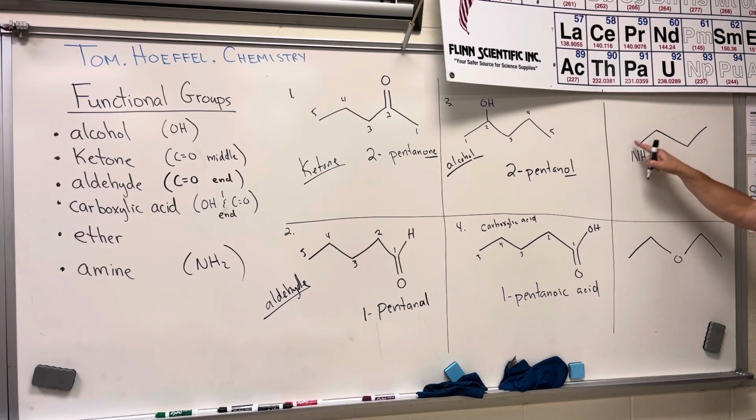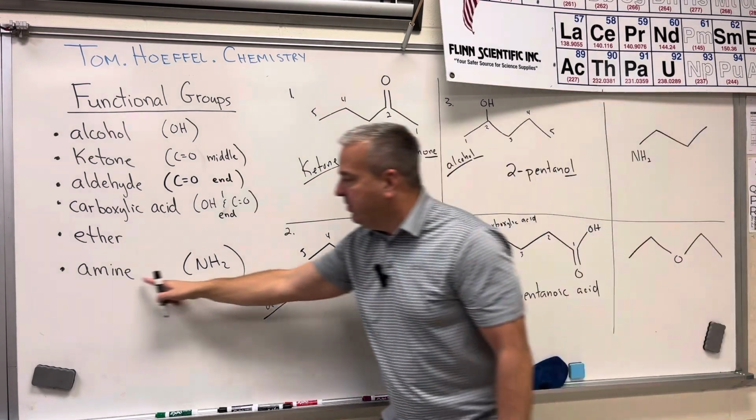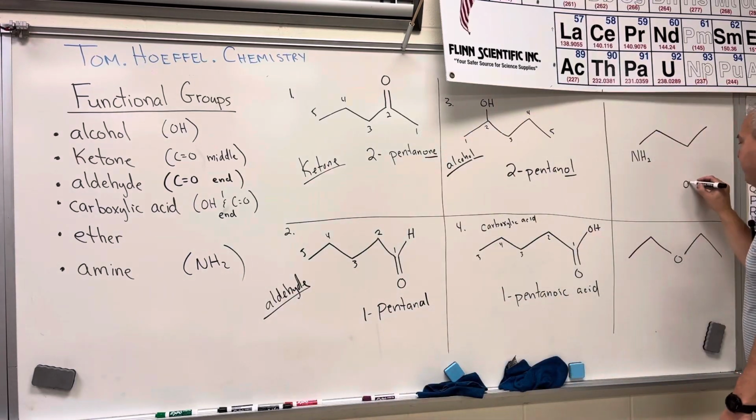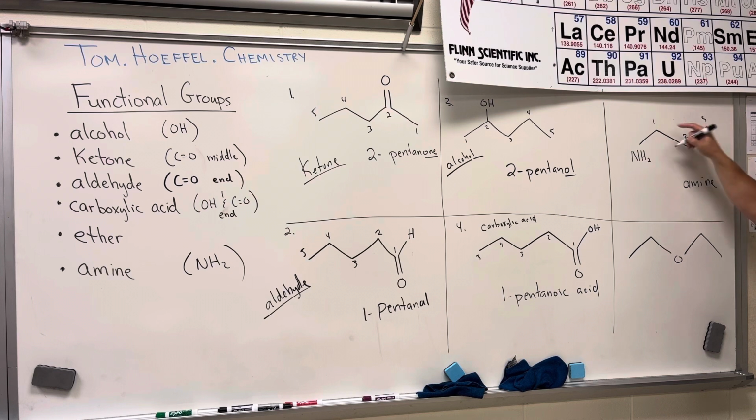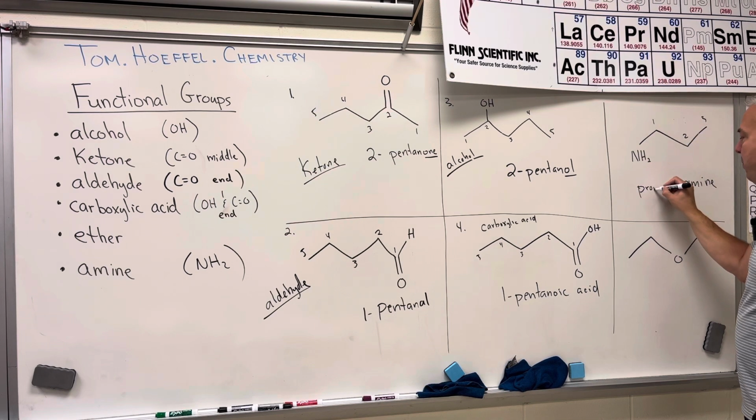Over here, we got the NH2. The NH2 is the amine. And for the amine, we're just numbering these. There's 3 of them, so we call it propylamine.